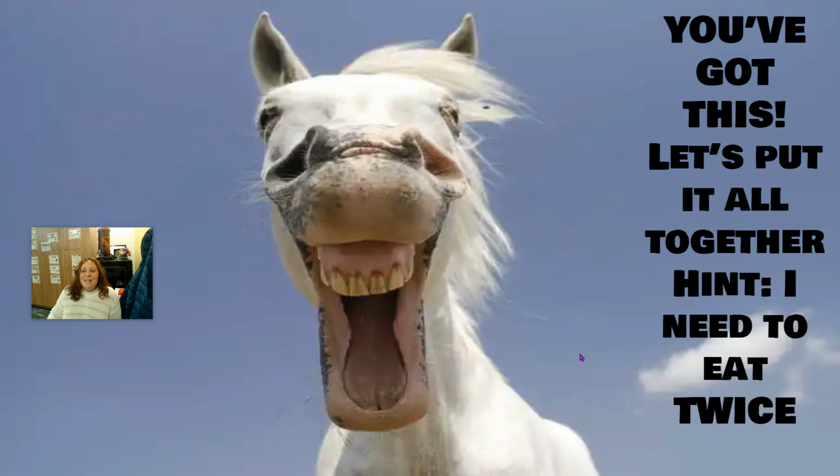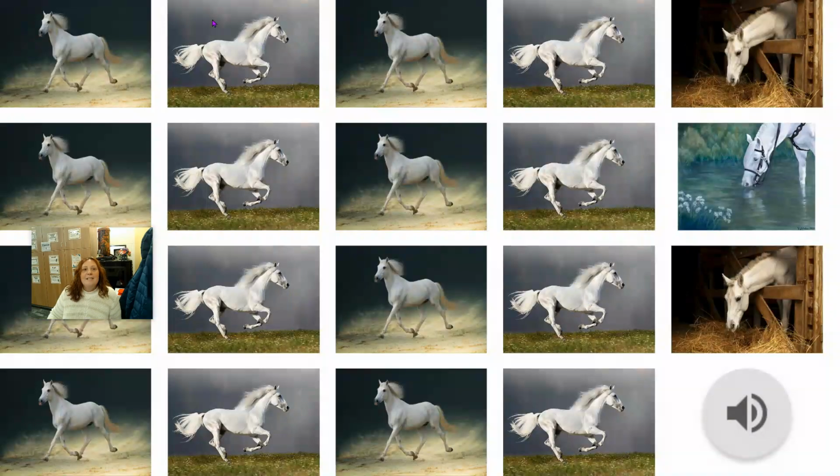So then I give them the challenge. Herschel's going to be really happy if they can get all of it put together, and they get the hint that he has to eat twice. And we put a little picture graph together so they can see the pattern. So I have them go through the pattern: trot, gallop, eat, trot, gallop, drink, etc. And then we do the whole thing with our hands.